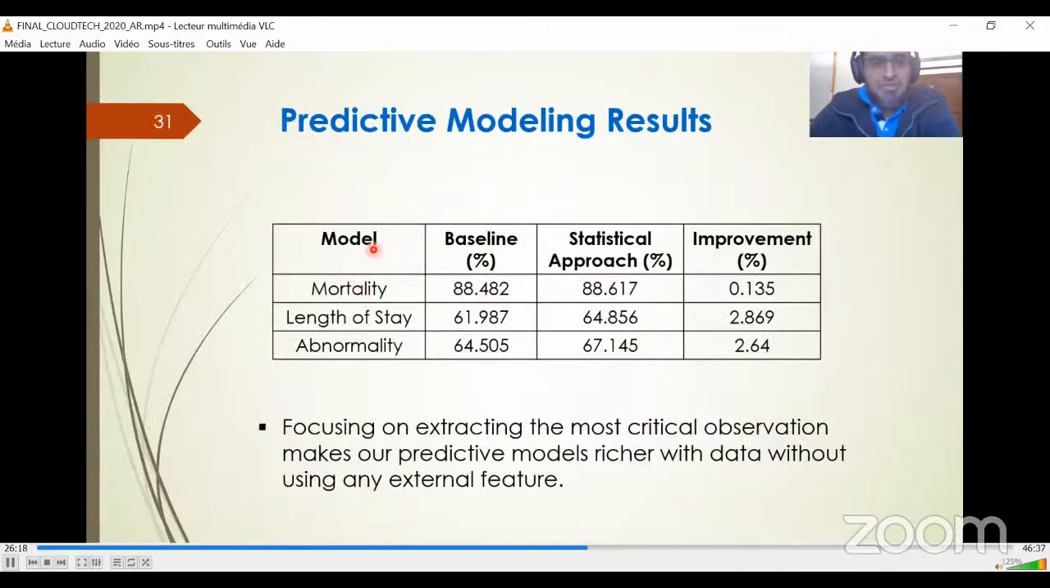This is the result. You can see the first column, the model, and here the accuracy using the baseline and the accuracy using the statistical approach. And here's the improvement. You can see that the improvement in the mortality was very low because it's an imbalanced classification, and the improvement in the interval stay is around 3%, and the improvement of abnormality is around 3.64. So if you see the last column, you can see the improvement of using the statistical approach.